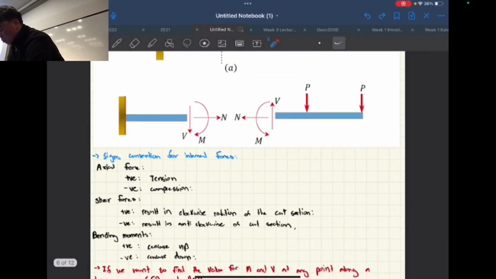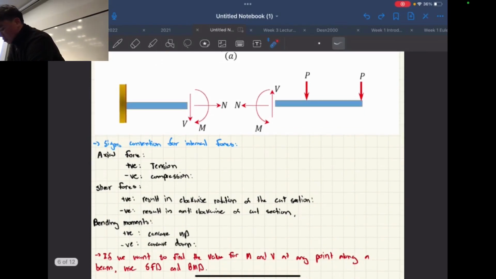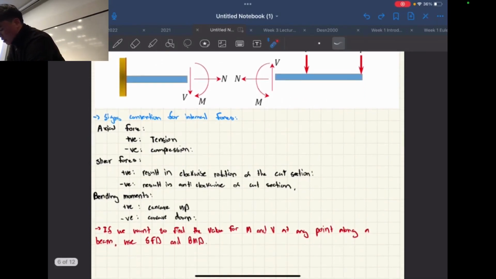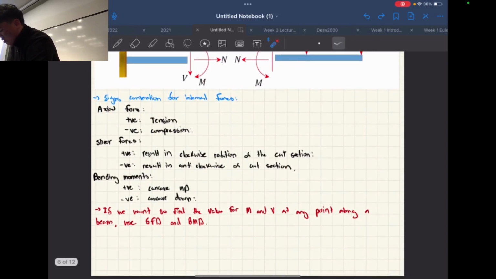For axial force, positive is going to be tension and negative is going to be compression. That's the sign convention for axial force. For shear force, positive shear force results in a clockwise rotation of the cut section, and negative results in an anti-clockwise rotation of the cut section. For bending moment, positive bending moment causes the cut section to concave up, and negative causes it to concave down.